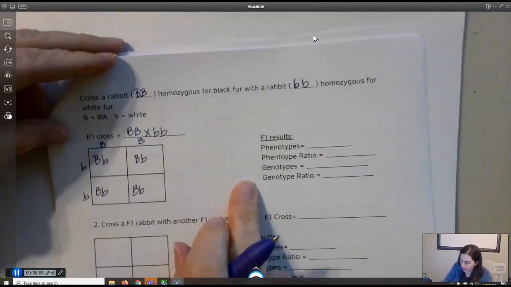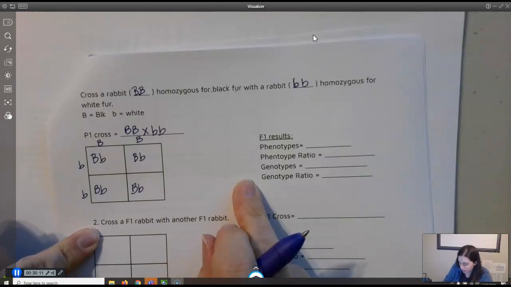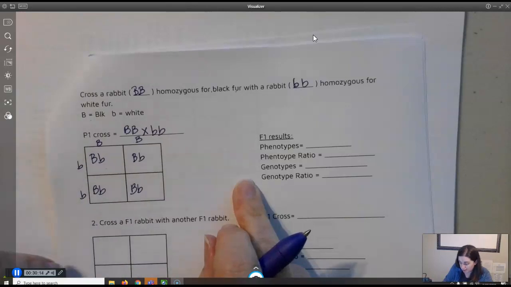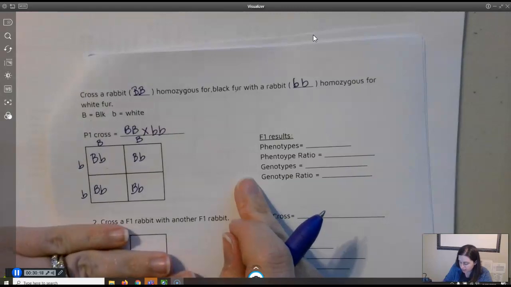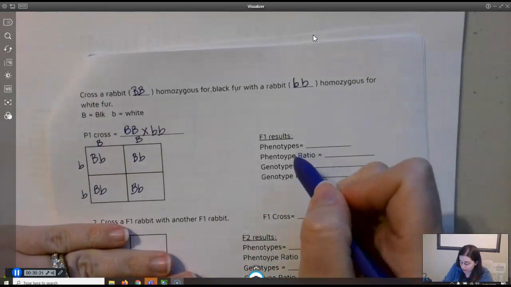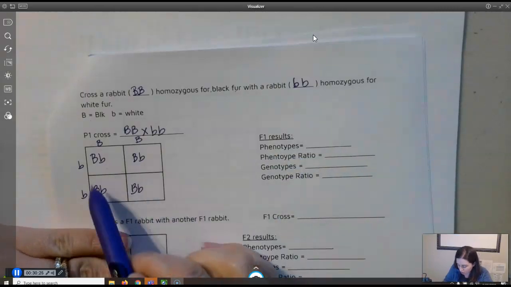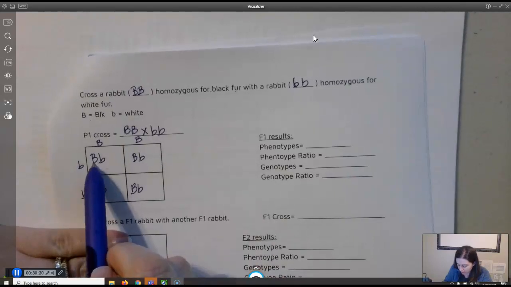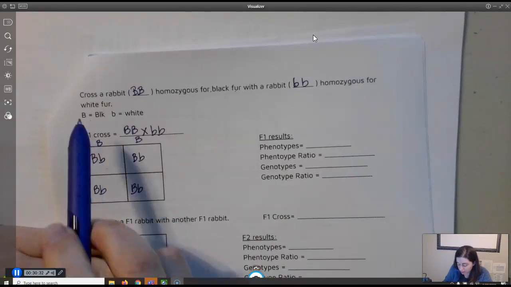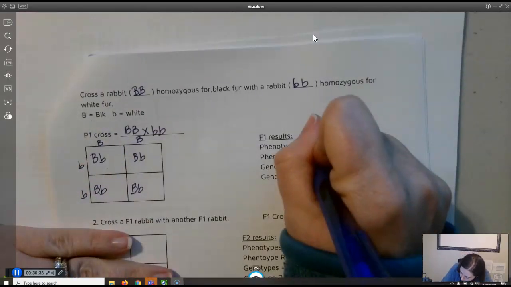Okay? This is our F1, and if you remember from the beginning of the notes, P1 is your parent generation, and F1 is your offspring, and F2 was the offspring of the offspring, which we will get into in a minute. We're going to do F2 next. Okay, so phenotypes. What is our fur color going to be for all of these offspring? Well, all of them have a big B, right? And big B is dominant, which means they all have to have black fur.